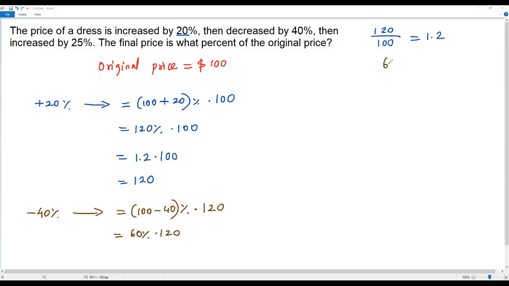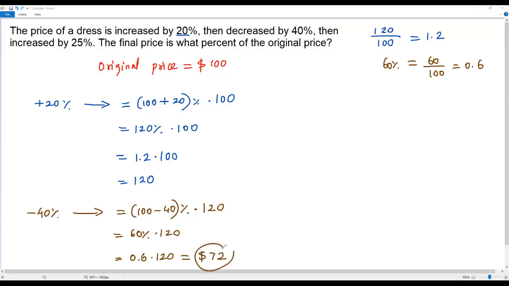So let's convert the 60% to decimal. For that, we have to divide 60 by 100, so it just becomes 0.6. So the decimal form of 60% is 0.6 times 120. When I multiply these two values, I'll be getting $72. Okay, so after the price is decreased by 40%, the new price is $72.